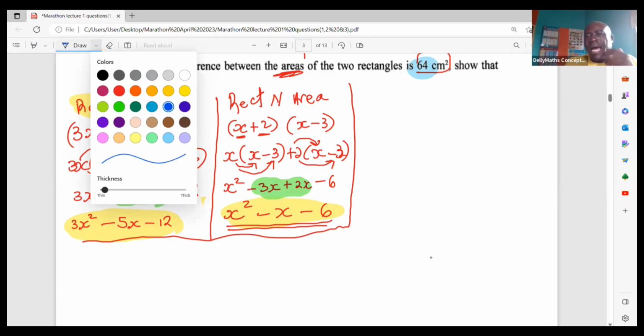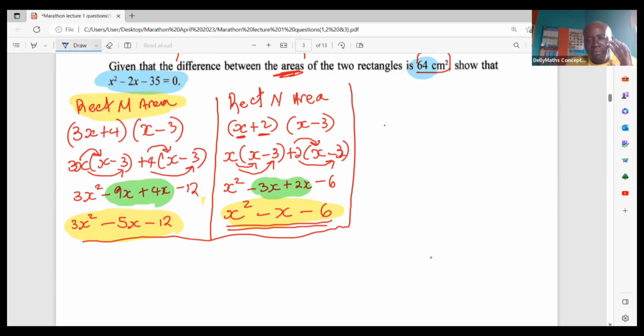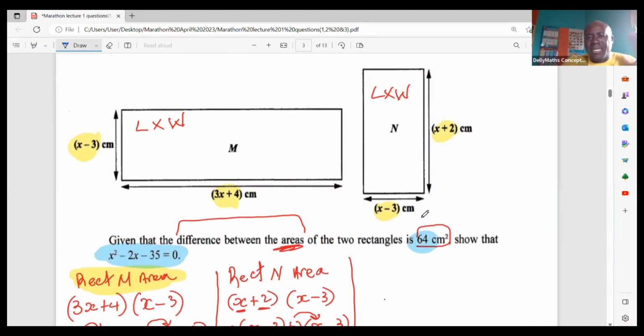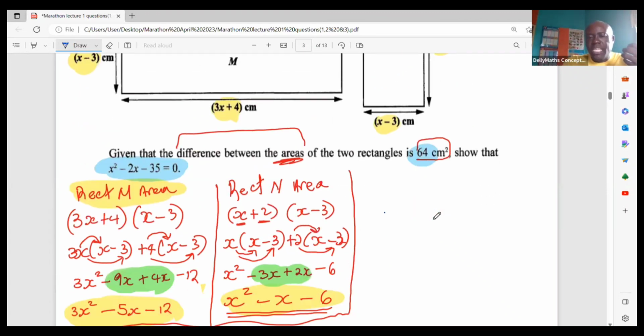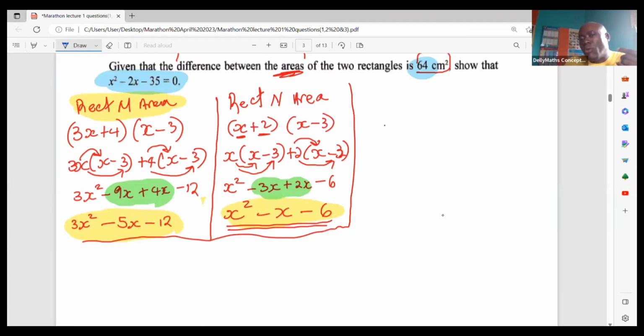And here is the little problem that we might have. Now, you are seeing the bigger one. M is bigger. Let us look. Everybody said that M is bigger, right? So we're going to have M minus N equals 64. Based on what they're saying, you want to put the area of M minus the area of N, and it should give you 64. Principle. Area.